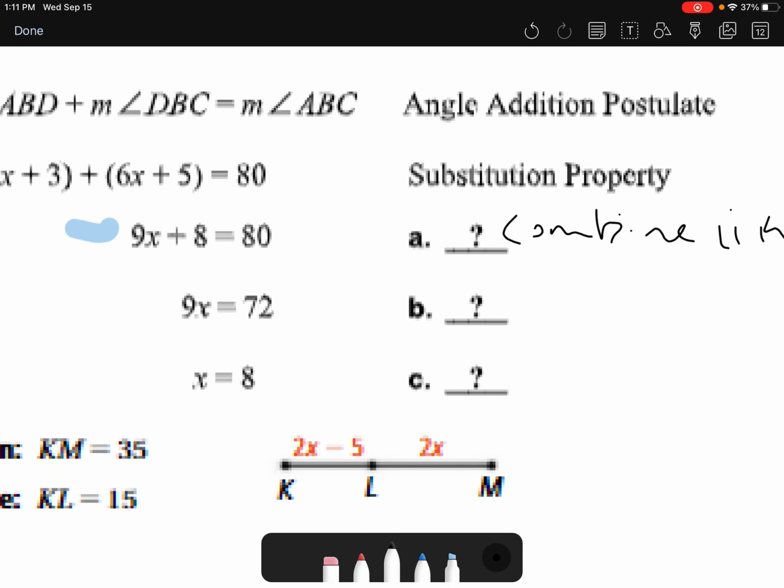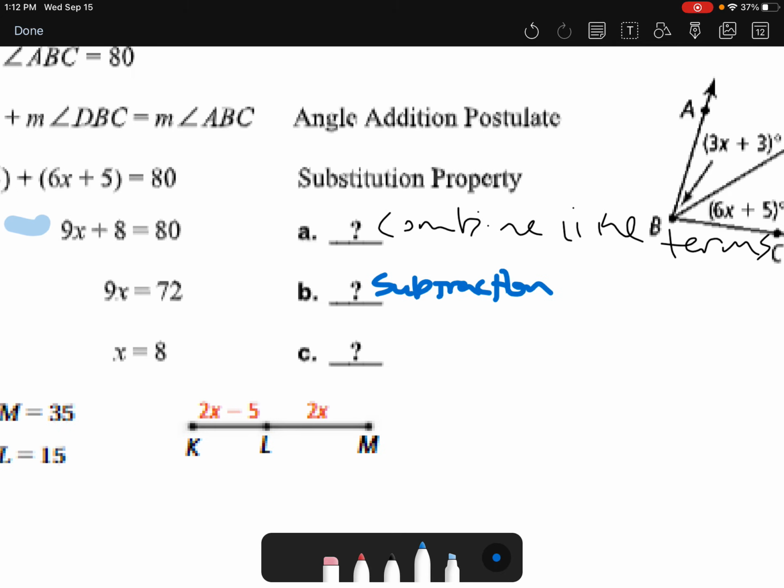Going to the next step from A to B, you can see that we lost an 8. We lost a plus 8 on the left side, and 80 turned into 72 on the right side. Y'all, we subtracted that out of there. It was the subtraction property. Going from B to C, we lost the 9 on the front. What we were doing when solving that problem was dividing that 9 on both sides. We used the division property.